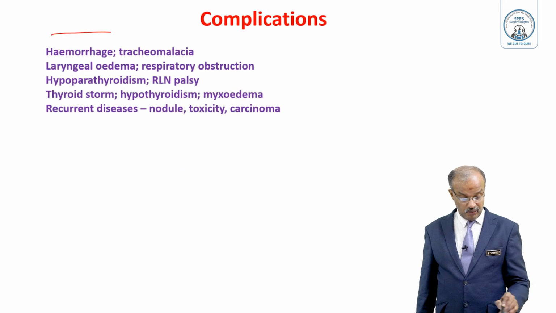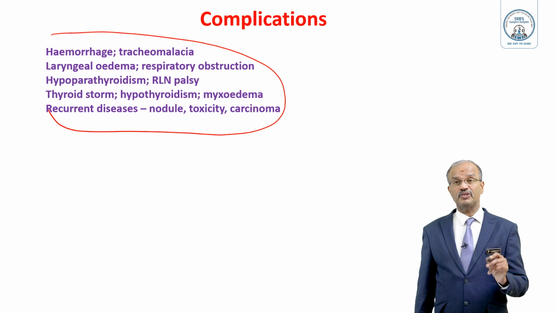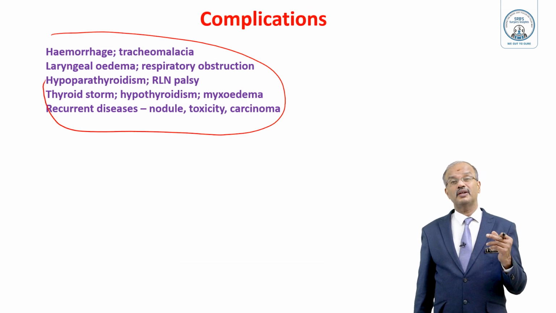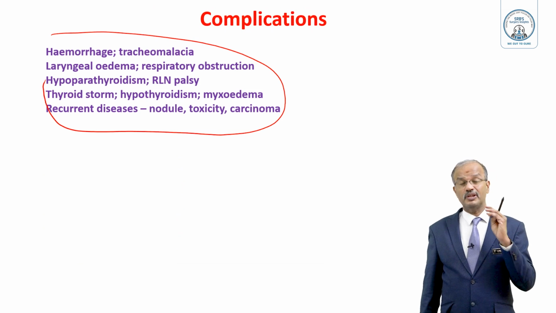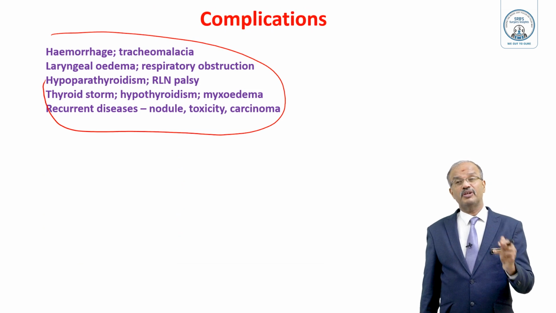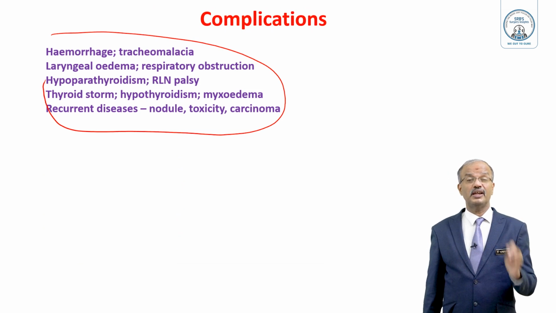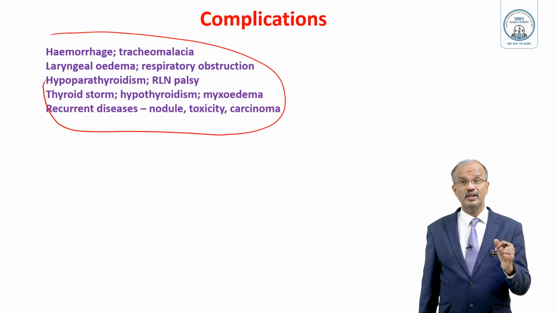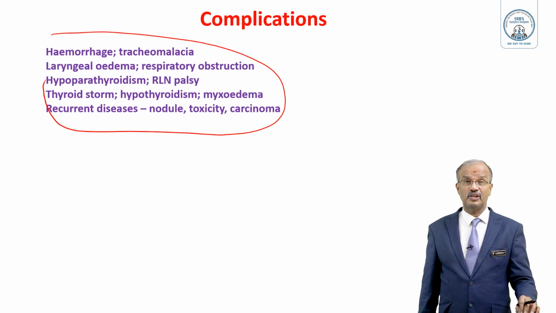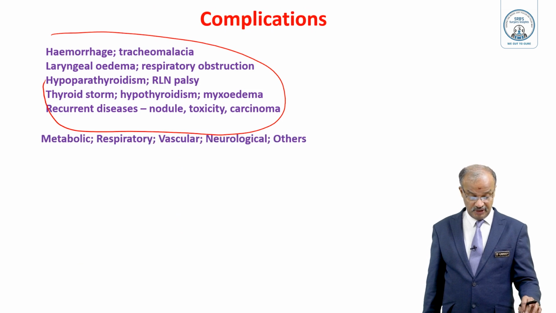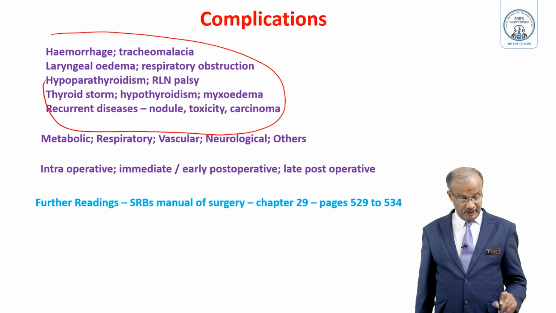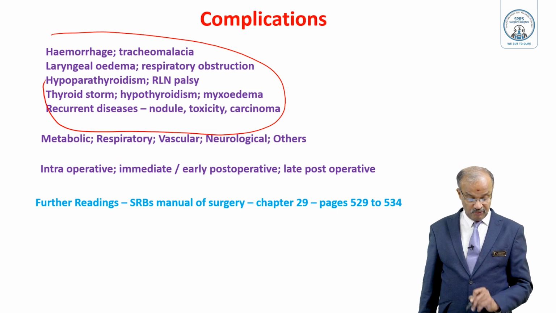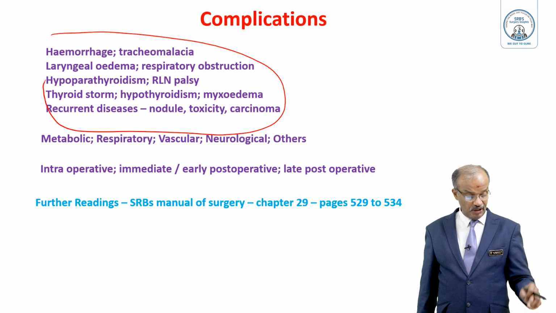Complications I have already told: tracheomalacia, respiratory obstruction, thyroid storm, hypothyroidism, myxedema. You can always go through my service manual of surgery, thyroid chapter, in detail. Everything is given about thyroidectomy with diagrams, with the different types: hemithyroidectomy, total thyroidectomy, near total thyroidectomy, partial thyroidectomy, subtotal thyroidectomy, their meanings, and indications. It gives detail about the different aspects of thyroidectomy, including detailed complications, classified as metabolic, respiratory, vascular, neurological, and as intraoperative, immediate, early, post-operative. I have discussed all these things while giving the explanation.